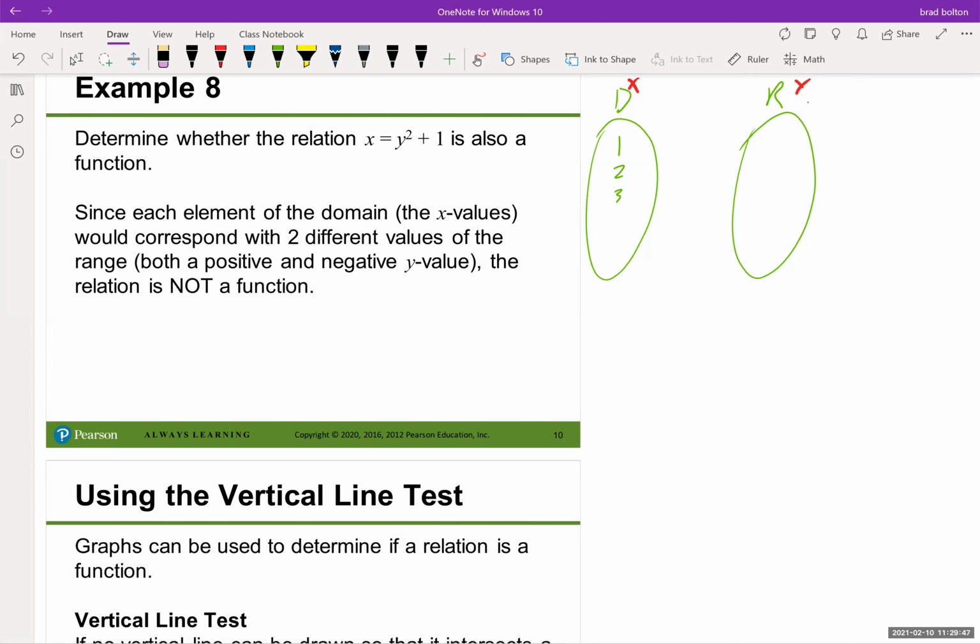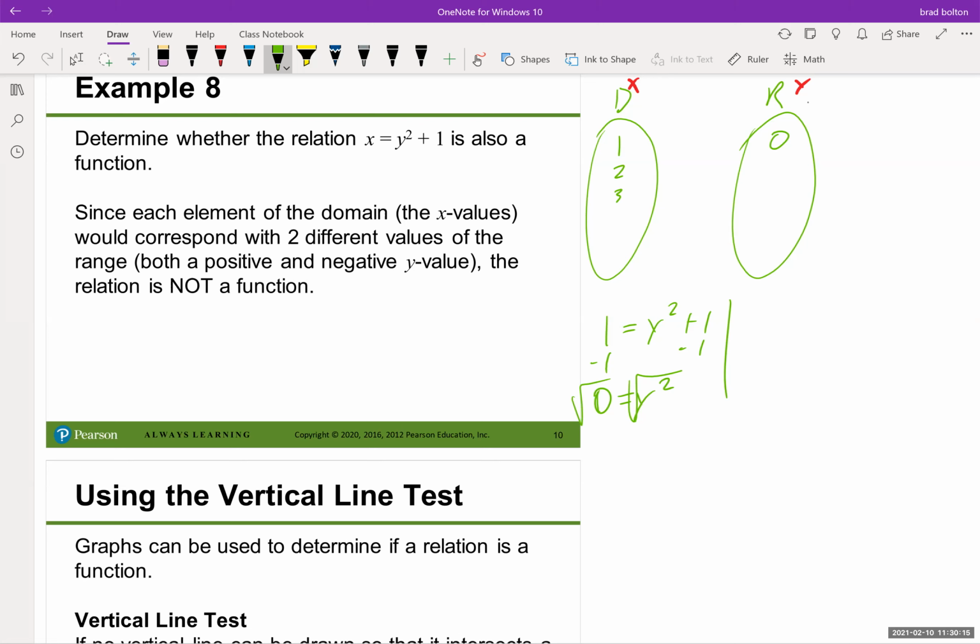Okay, so if I plug 1 in for X, I get 1 equals Y squared plus 1. Subtract 1, subtract 1. So then I have 0 equals Y squared. Okay, so then that means that this is 0. Because if I square root both sides, you guys remember that, you get Y equals 0 plus or minus.